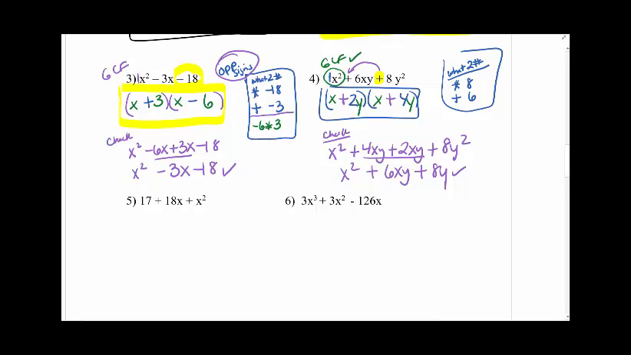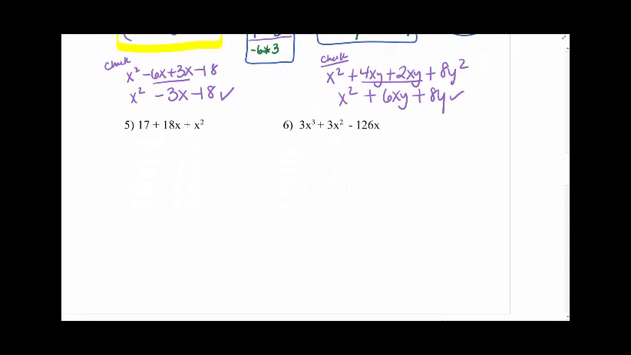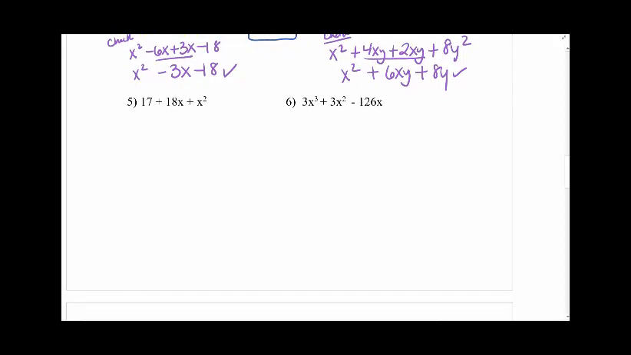Please be careful. Variables and signs. Pause this at any time you need to. Rewind it. Listen to it again. So looking at number 5. Number 5, no GCF for this problem. But the order is incorrect. We want it in descending order. So please get in the habit of doing that again first.